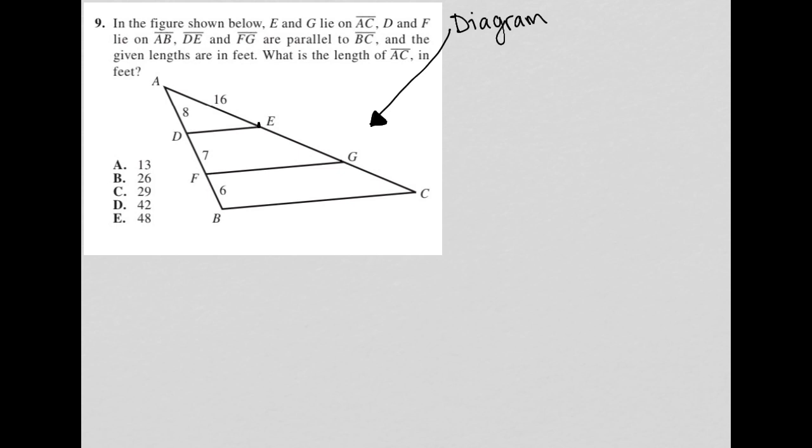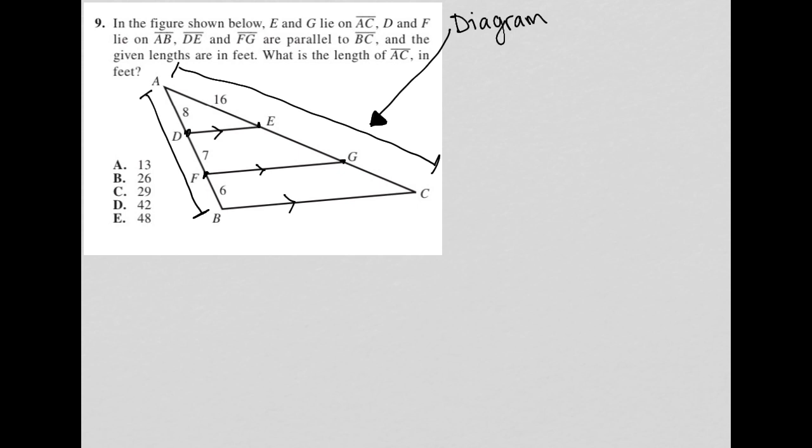So we see that EG is on line segment AC. Then we also see that D and F lie on line segment AB. So D and F lie on line segment AB. Line segment DE and line segment FG are parallel to line segment BC. Okay, so I'm going to just draw in my parallel symbols here. And that's very useful because there's some things I can say about this diagram based upon the fact that those lines are parallel, especially with regard to angles here.